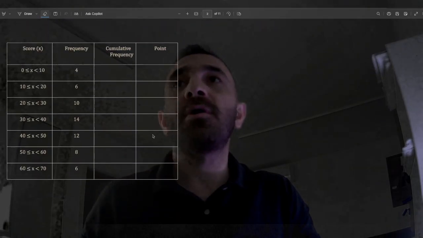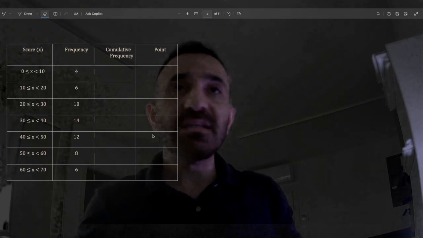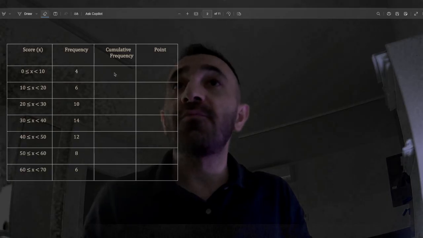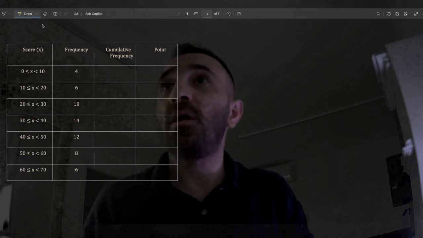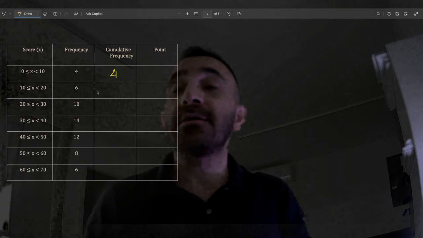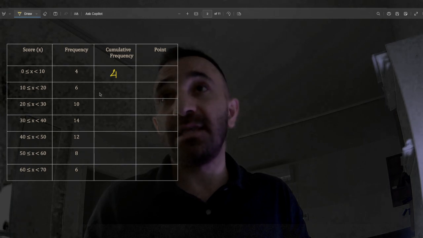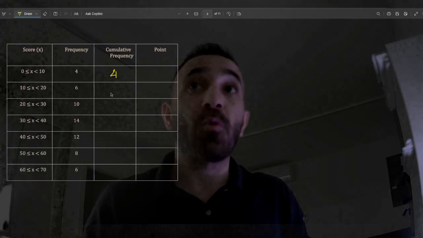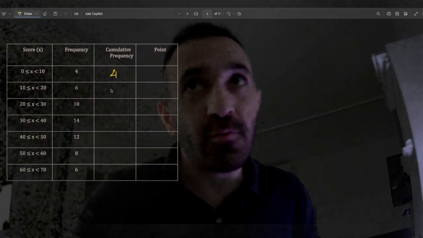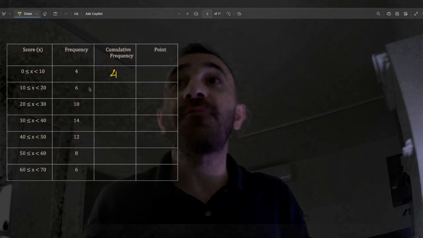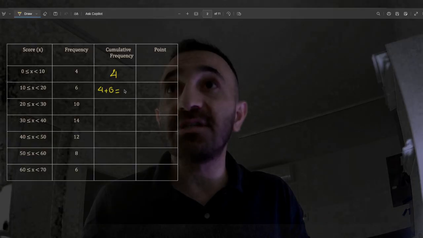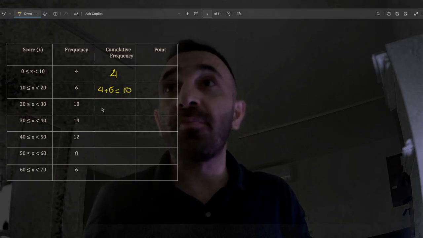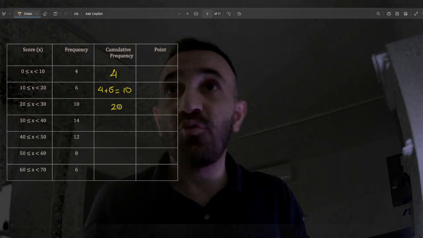Okay, so let's do part A and B. So I'm going to complete the table first of all, cumulative frequency. You know that for completing the cumulative frequency, all you need to do is add up the values for frequency together. So for example, cumulative frequency for the first class is going to be 4. The next row is going to be 4 plus 6, which is 10. For the next it's going to be 4 plus 6 plus 10, which is going to be 20.